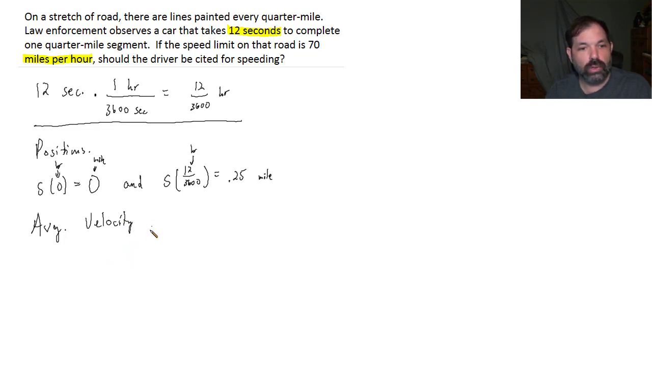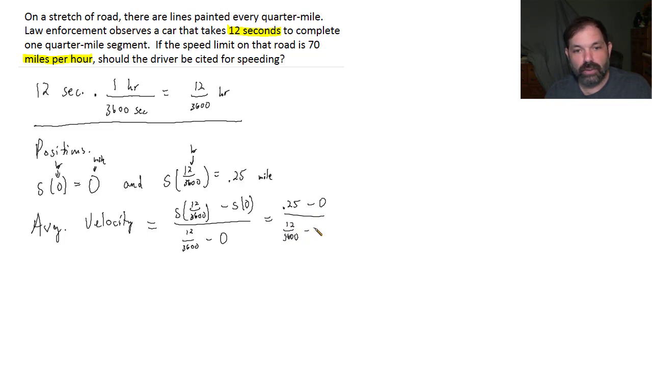would be equal to s of 12 over 3,600 minus s of 0 over 12 over 3,600 minus 0. So that would be 0.25 minus 0 over 12 over 3,600 minus 0.